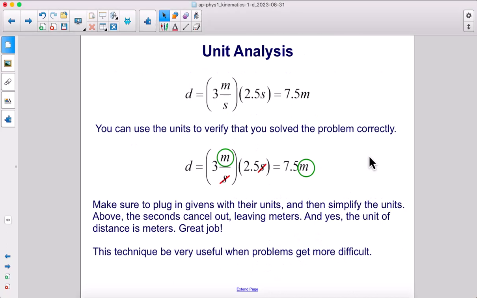You can use the units to verify that you solved the problem correctly. Make sure to plug in your givens with their units and then simplify the units. Above, you can see that the seconds cancel out since this is in the denominator and that's in the numerator, leaving behind meters. And yes, the unit of distance is meters. Great job. This technique will be very useful when problems get more difficult.